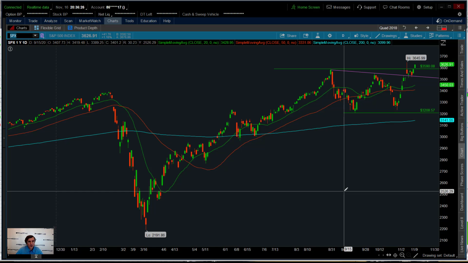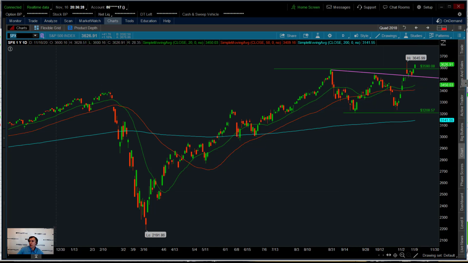Okay, let's talk about the unbalanced butterfly. So you should notice by now that there's kind of a theme here where we're starting simpler and getting more complex as we're adding more legs to the spread. Unbalanced butterfly is simply a structure that looks like this.